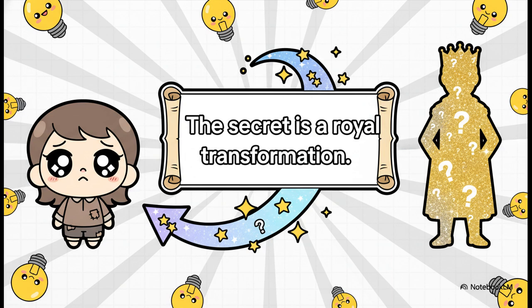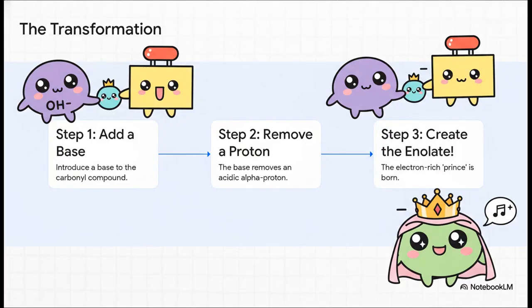If our carbonyl pauper can't do the job on its own, what if we could just transform it? What if we could take our electron-poor pauper and turn it into a fabulously electron-rich prince, totally ready to go on the attack? And guess what? This transformation is incredibly simple. First, we just add a base. That base comes along and plucks off a proton from the carbon right next door to the carbonyl. We call that the alpha carbon. And that one simple move creates a brand new, super powerful species, the enolate.